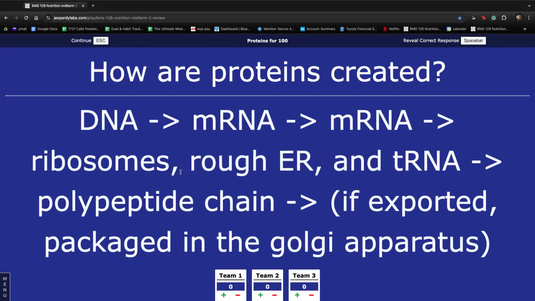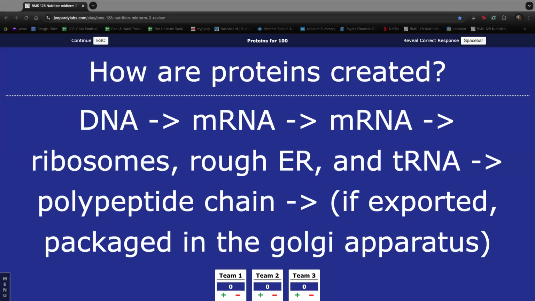So here is how proteins are created. Our DNA is basically like a blueprint that shows what different kind of proteins need to be created. And then the messenger RNA reads the DNA and tells the ribosomes in the rough ER, and then the tRNA turns it into a polypeptide chain.